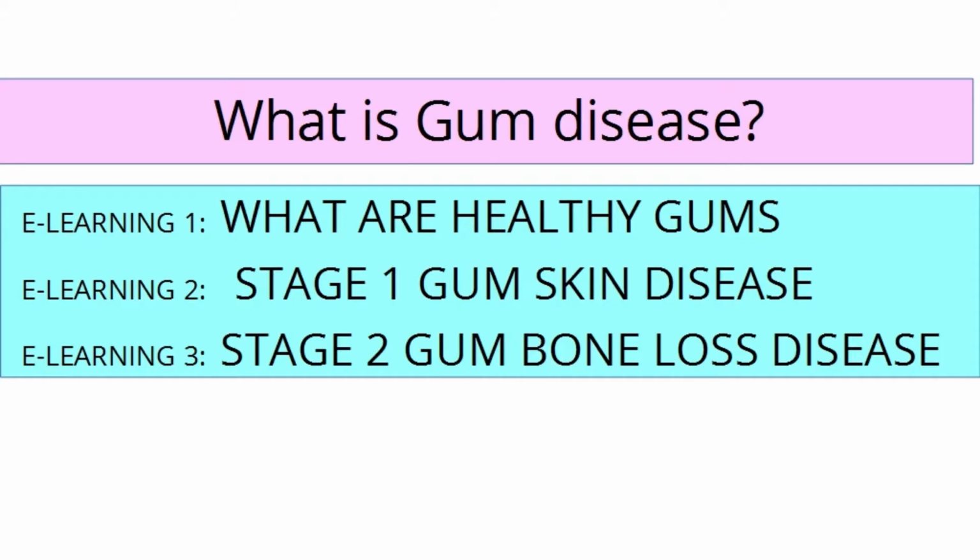E-learning summary. E-learning 1, what are healthy gums? E-learning 2, stage 1 of gum disease, is gum skin disease. E-learning 3, stage 2 of gum disease, is gum bone loss disease.